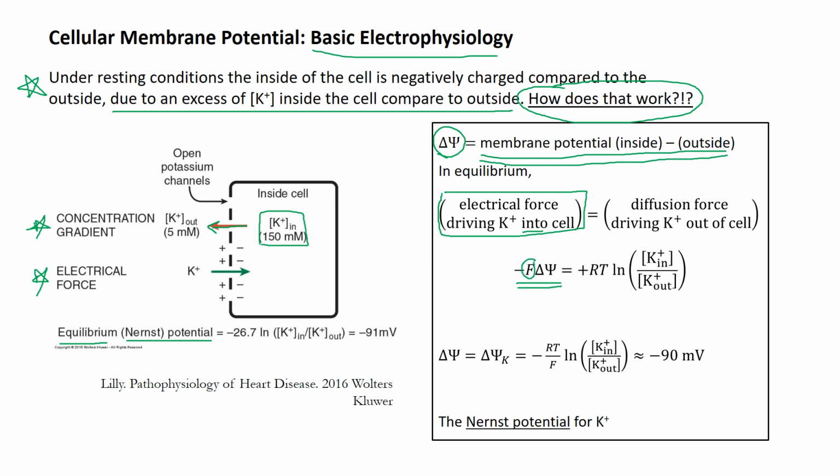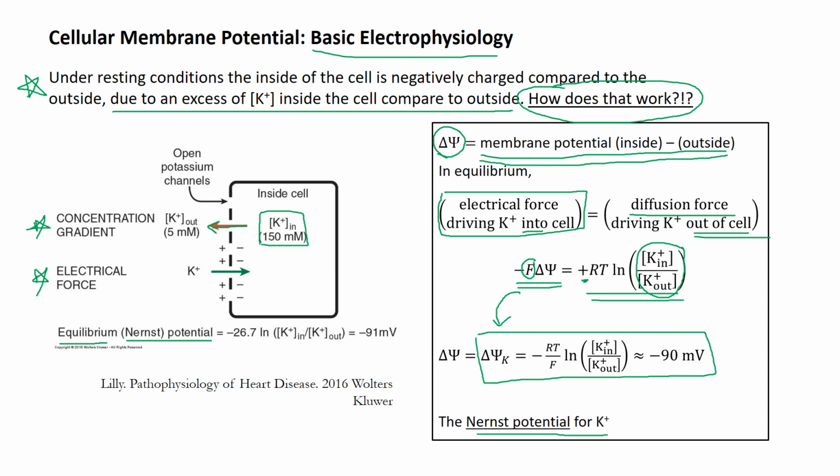The diffusion force driving potassium out of the cell is given by this expression. It has this log term, and you can see that if the concentration gradient is higher inside than outside, then this ratio is bigger than 1, and the driving force out by diffusion is positive. Okay? And you can manipulate that expression and get an equation for the potential when the electrical and the diffusive forces are in balance, or in equilibrium. That's the Nernst potential, also called the equilibrium potential.